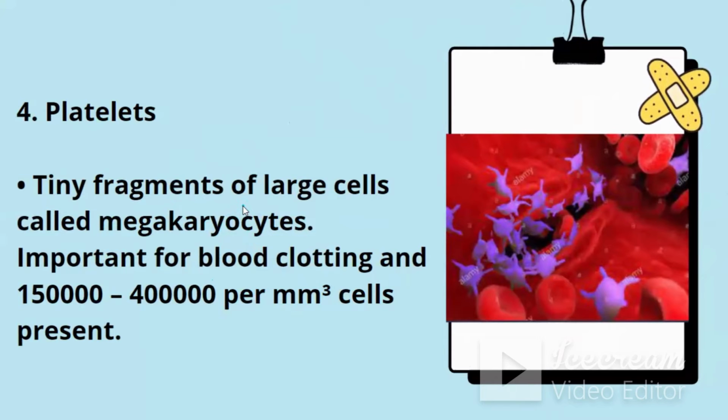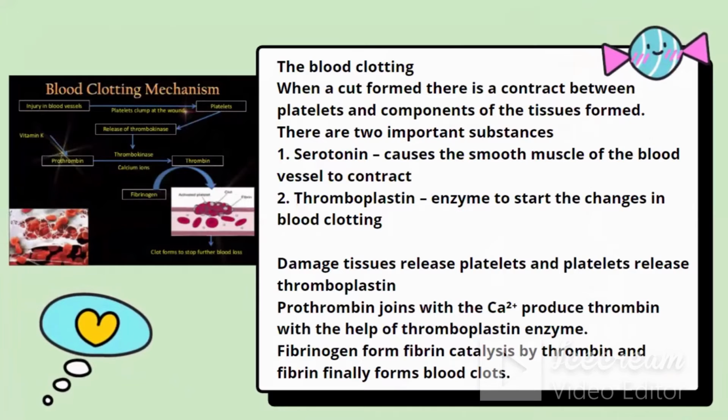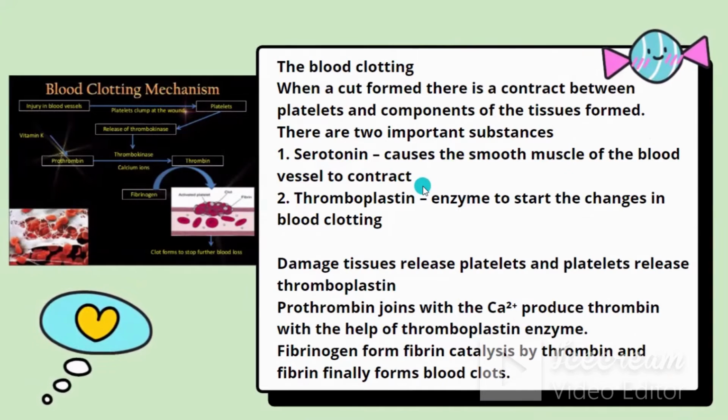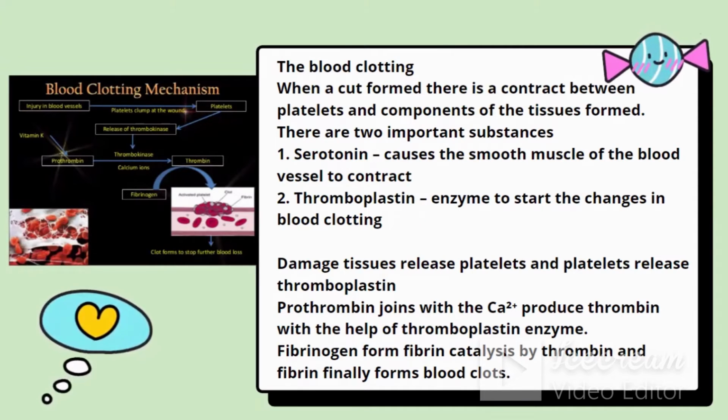We'll discuss blood clotting. Serotonin allows blood vessels to contract. Thromboplastin speeds up the reaction of prothrombin joined with calcium ions to produce thrombin. Then thrombin is important to convert fibrinogen into fibrin. Then fibrin forms a network to stop blood flow. So this is the process of blood clotting.